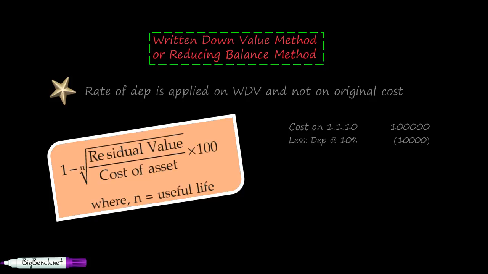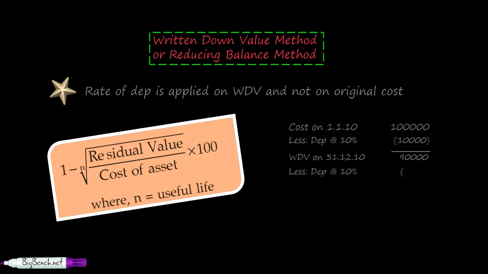So 1 lakh minus 10,000 comes to 90,000. This is called WDV on 31st December 2010. We just discussed the meaning of WDV a few minutes ago. It's 1 lakh minus 10,000. The answer which we get, 90,000, is the WDV, also called book value. This will be shown in the balance sheet.